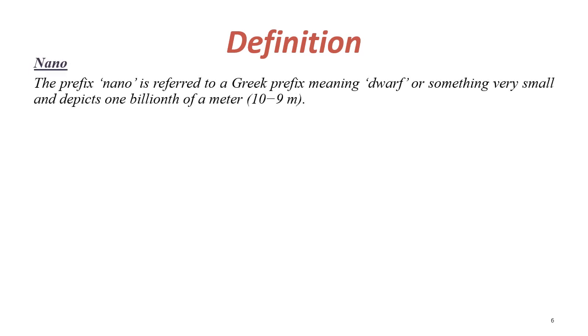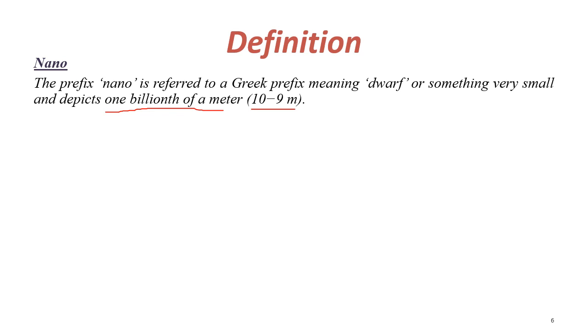Let's understand the definitions which are used in nanotechnology, or the terms used in nanotechnology. The first and foremost, we should know what is nano. The prefix nano is a Greek prefix meaning dwarf or something very small. It depicts 1/1000th of a meter, that is 10 to the power minus 9 meter.